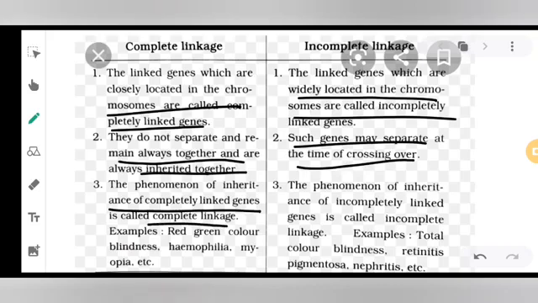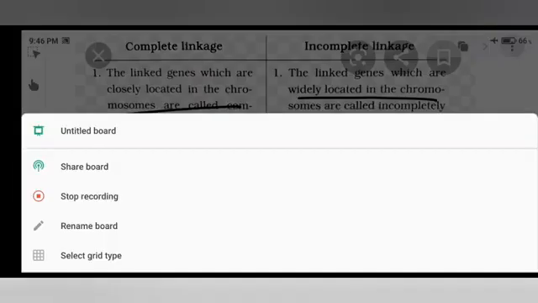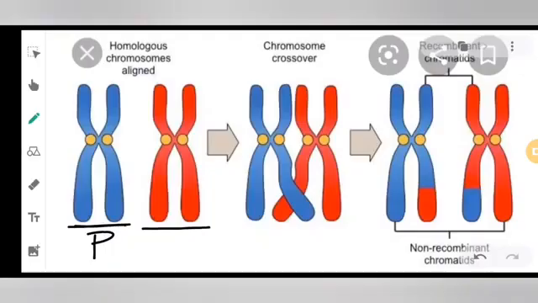Third point, complete linkage. The phenomenon of inheritance of completely linked genes is called complete linkage, like red-green color blindness or hemophilia. Whereas the phenomenon by which incompletely linked genes are transmitted or inherited is termed as incomplete linkage, like retinitis, nephritis. These are the examples.